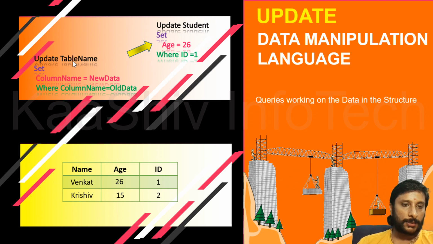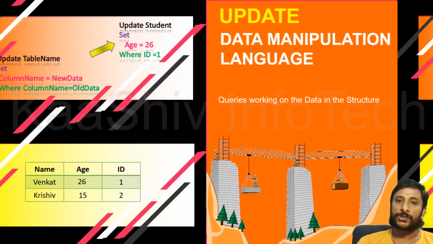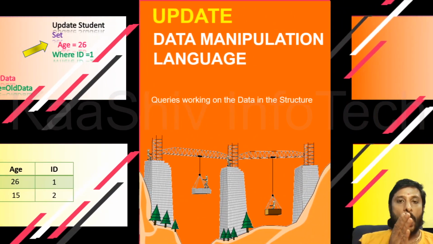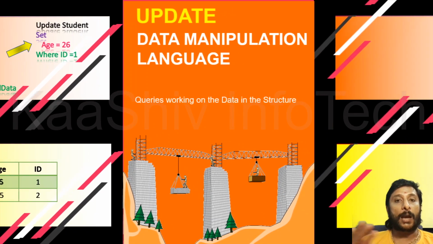This is how the update works. Update table set, what is the column, what is the new data, where, what is the column and what is the old data. Update student set age equal to 26 where ID is equal to 1. Check for ID equal to 1 and change the age. This is how your update statement works. So till now we have seen creating, altering, dropping, inserting, updating.